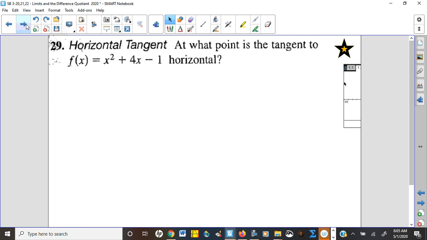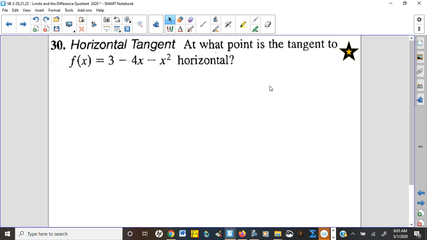We did 29 as an example the other day. 30 is a very similar one. We want to find where the horizontal tangent is. So we're going to find the general form of the tangent slope and then set it equal to 0. If you know how to find the vertex of this function, doesn't this function factor? No, I guess it wouldn't, because you'd have negative 3 plus 1, so that would be negative 2 in the middle, so that wouldn't work.